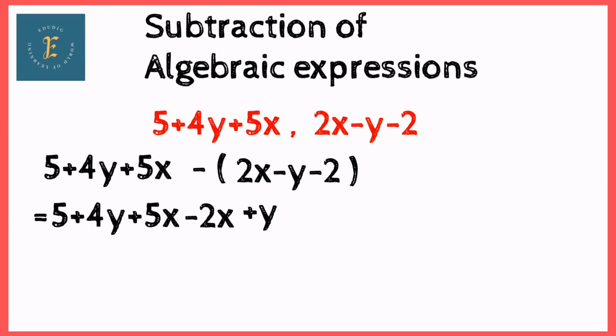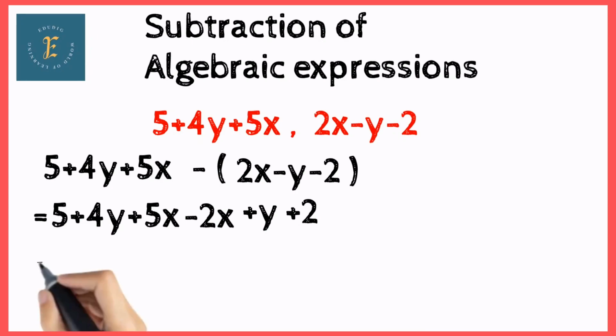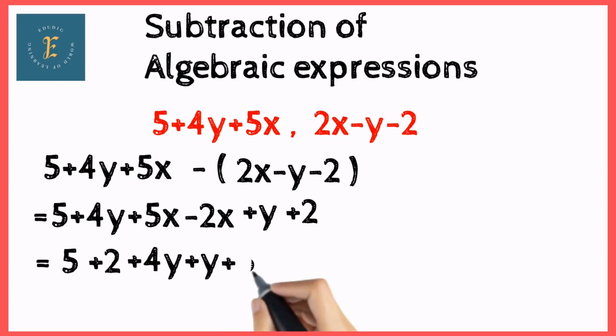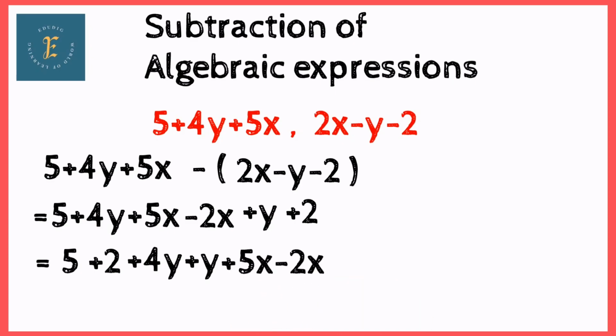Now what is the next step? Next step, again we have to check the coefficients and add or subtract based on the sign. So here 5 plus 4y, we can't do this step here, because first we have to write the like terms together and then calculate the value. So 5 plus 2 we will write together, then 4y plus y together, and then 5x minus 2x together. So we have written the like terms together.